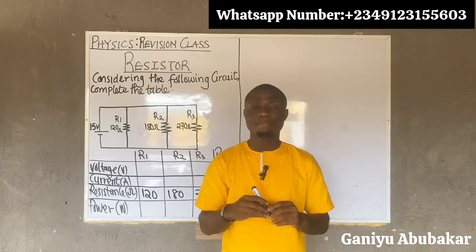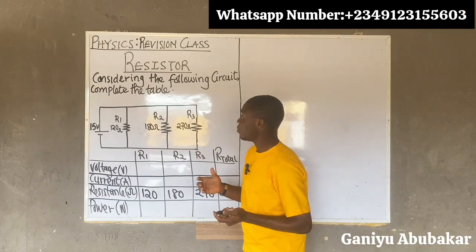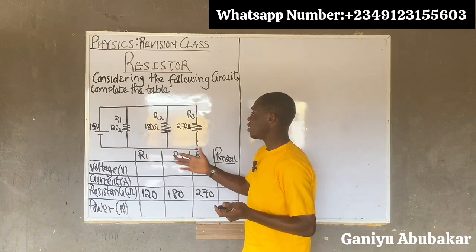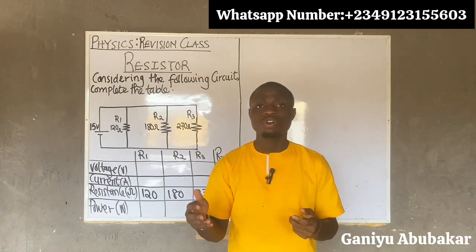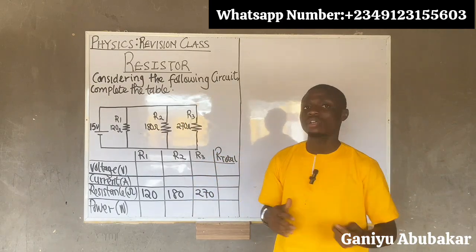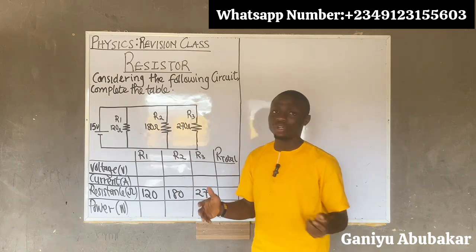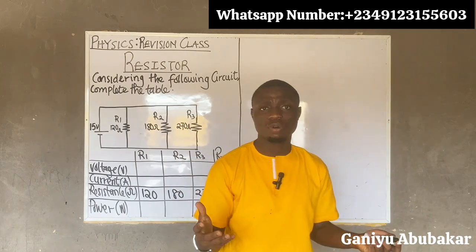Let's solve this particular problem in the study of physics. Let's look at a problem under resistor. Last class we dealt with a sample problem under resistor. This is part 2 to the example. So let's look at how we can evaluate this particular problem using the knowledge of resistor.